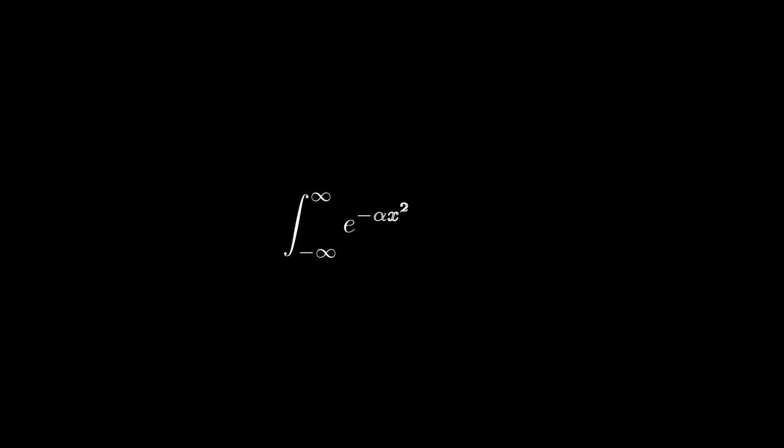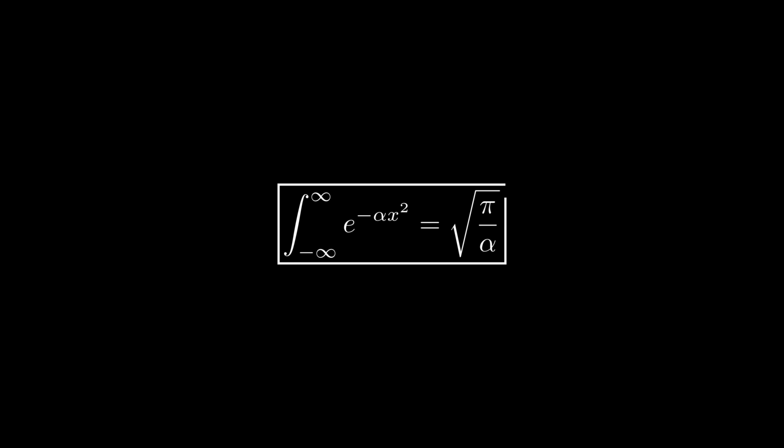In the wild, e to the negative x squared is not usually found naked, so it is worthwhile to find the same integral, but this time with an extra factor of alpha inside the exponential. The steps are exactly the same, and you should see that it is the square root of pi divided by alpha. Now you're able to find the area of e to the negative x squared no matter what clothes it is wearing.